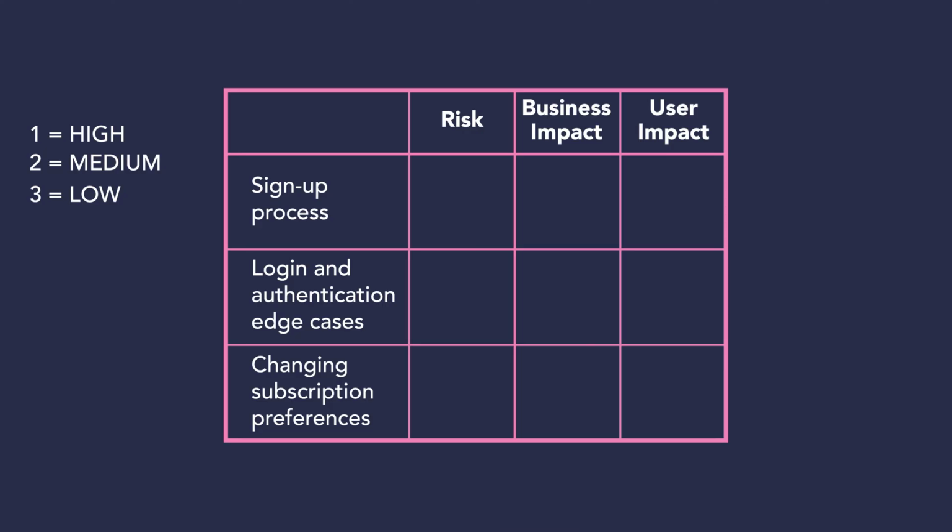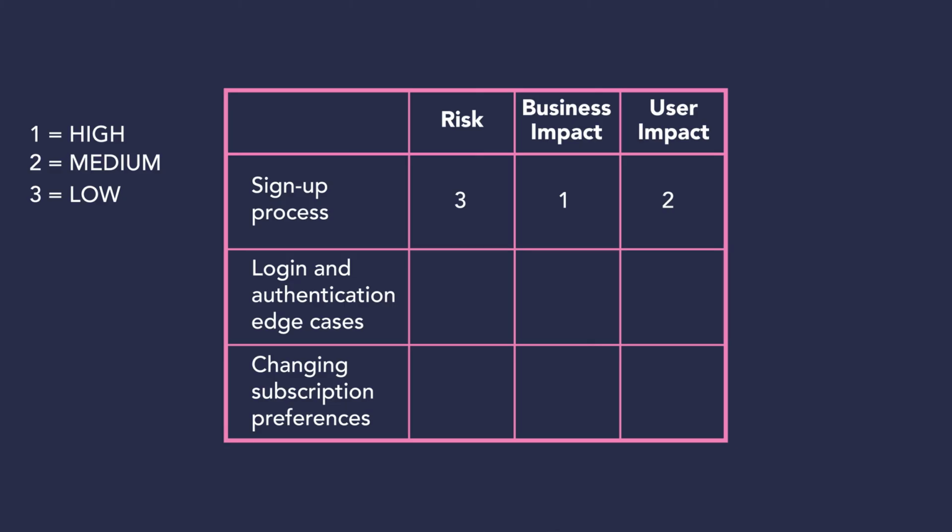Starting with the sign-up process, the risk here is very low. We have an existing sign-up process for our other products. We've done user research on this before. So in this case, I'm going to give this a 3 for risk. Business impact. This is going to be a 1. If people can't sign up for our product, that's lost sales. For user impact, I'm going to give that a 2. It's a problem for users, but they'll either move on to a competitor or contact us if they want the product.